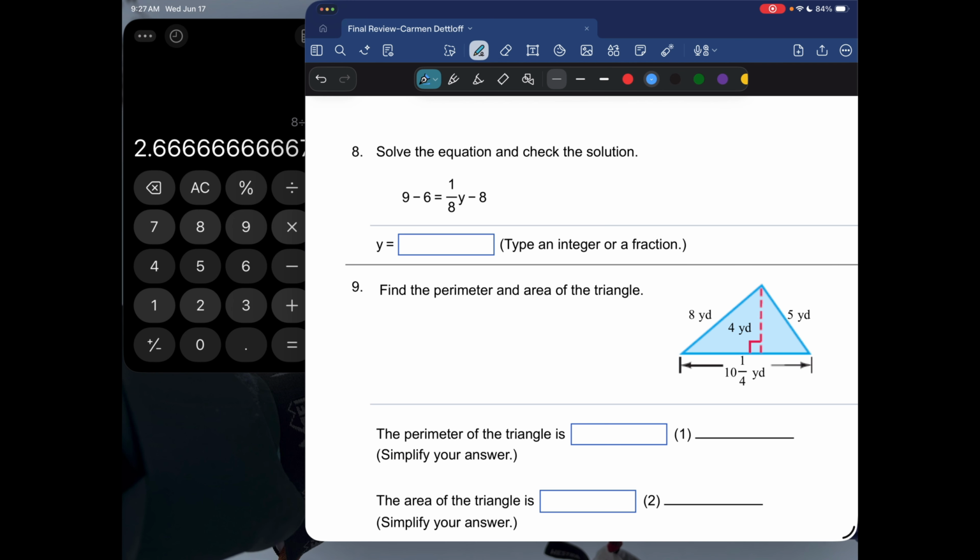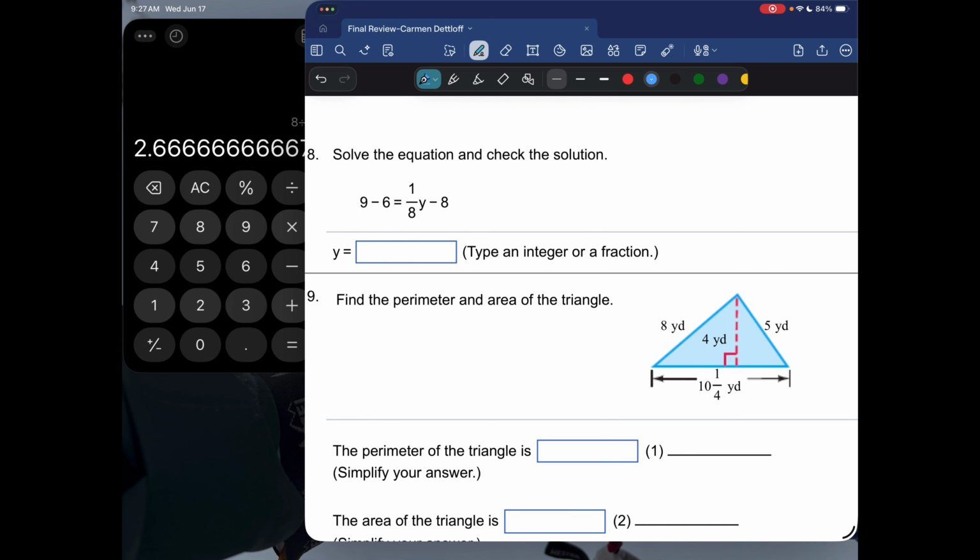Okay, number 8. I am solving for y, and I have a fraction involved, which seems to be nobody's favorite topic. First thing I'm going to do is combine like terms. I'm going to combine 3 and 6, so I get 3 equals 1/8 y minus 8, and I forgot my y. And then I want to get y's on one side, numbers on the other. I'm going to add 8 to both sides. So I get 11 equals 1/8 y.